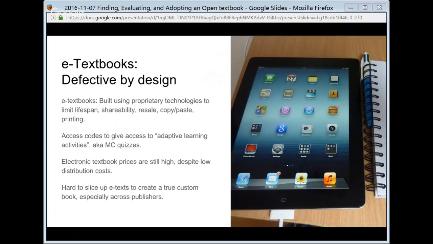They also have a lot of little gimmicks, like selling access codes so that students have access to a homework as a service platform.